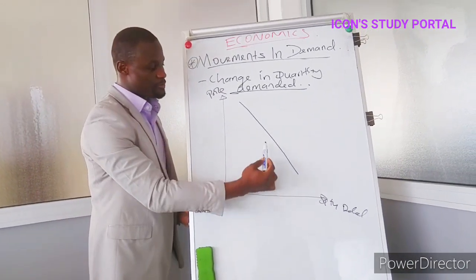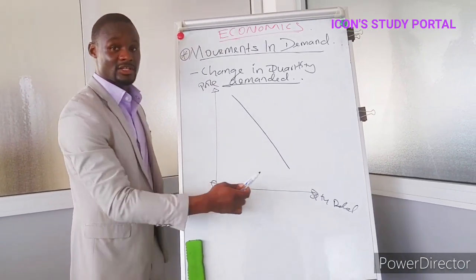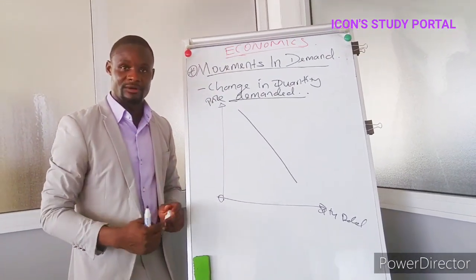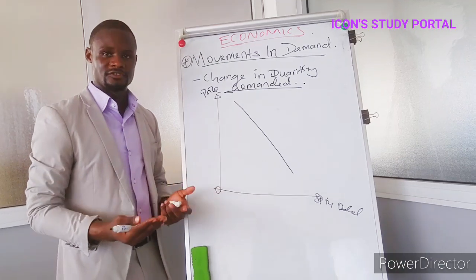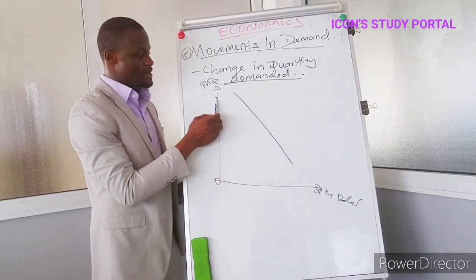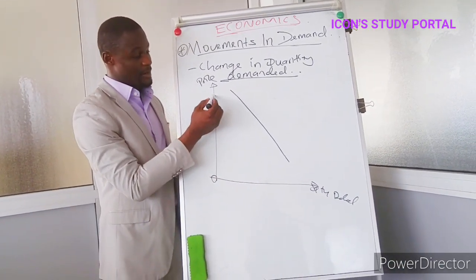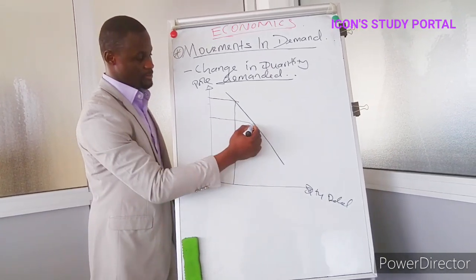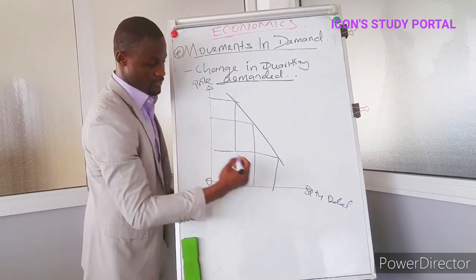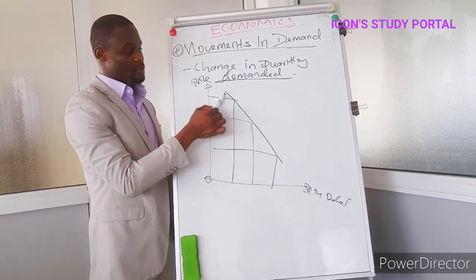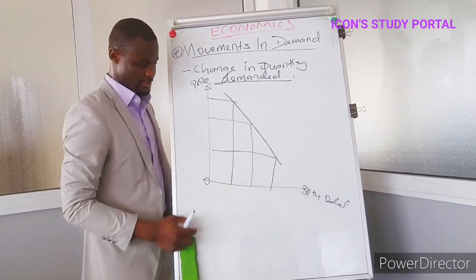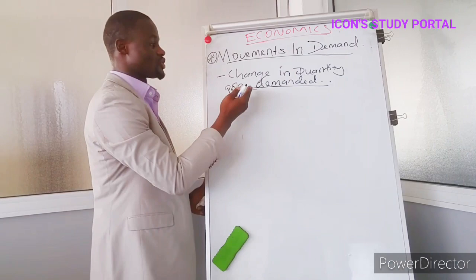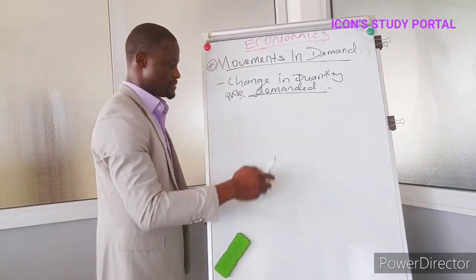This downward sloping of the normal demand curve is due to the fact that when price goes up, quantity demanded comes down and vice versa, which is the first law of demand and supply. The higher the price, the lower the quantity demanded. The lower the price, the higher the quantity demanded. That is why the demand curve slopes downward from left to right. So let's take it again. We want to illustrate a change in quantity demanded.